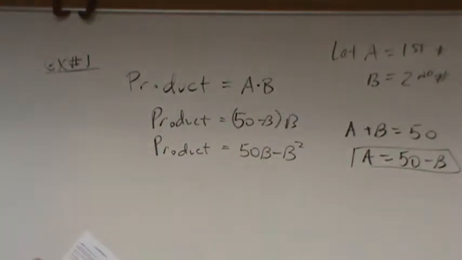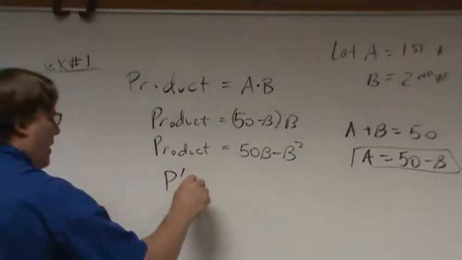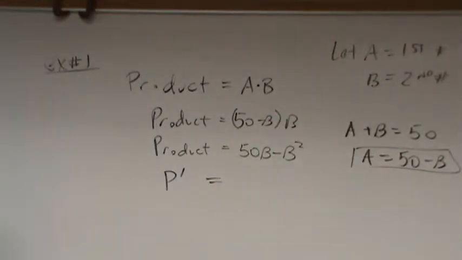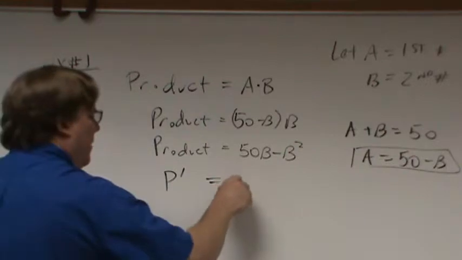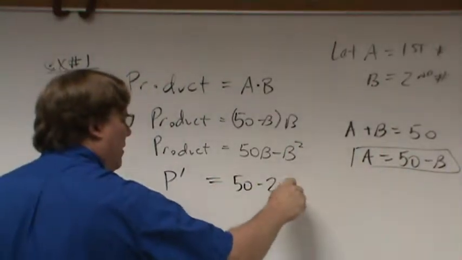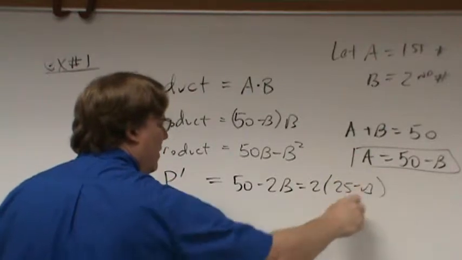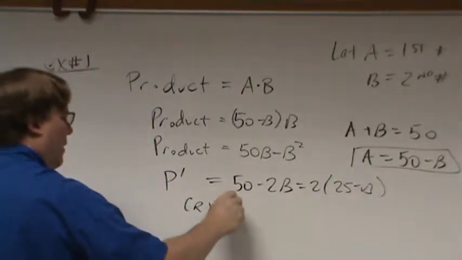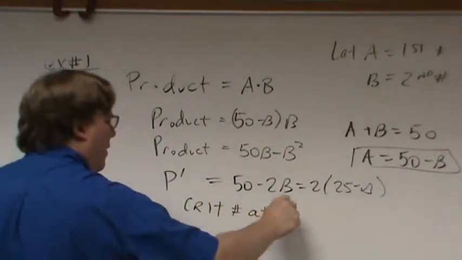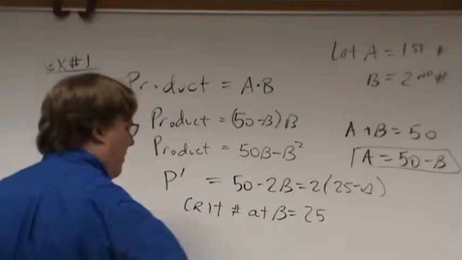And now I'm going to do step 2. Take the derivative to find the critical numbers. So I've got product. Do you mind if I just call it P for product? That's fine. Product prime, the first derivative, is going to be 50 minus 2B, which is 2 times 25 minus B. So I've got a critical number at B equals 25. Yay.